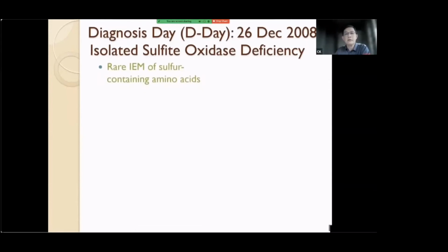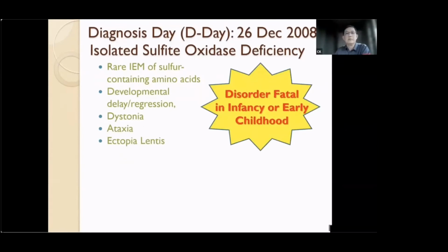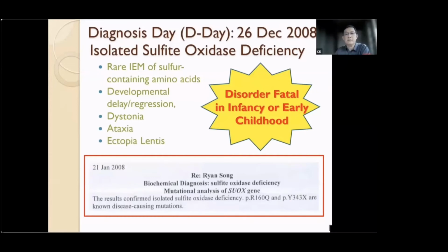All we knew was that it was a rare inborn error of metabolism, which caused developmental delay and regression, dystonia, ataxia, and dislocated lenses. Most alarmingly, the disorder was supposed to be fatal in infancy or early childhood. Later on, genetic testing confirmed the presence of known disease-causing mutations in Ryan's DNA.